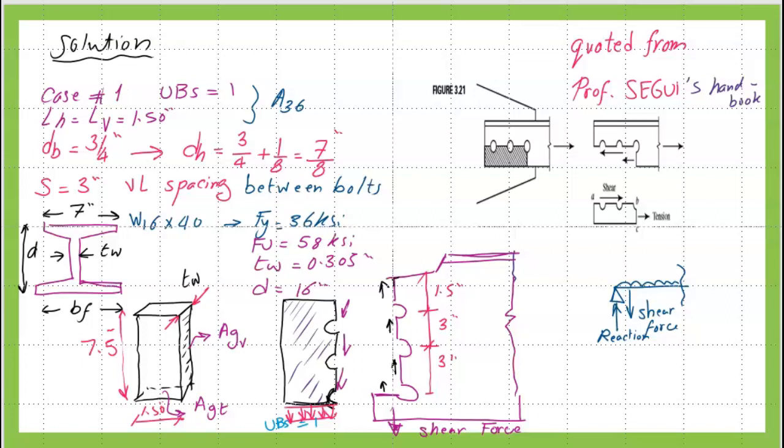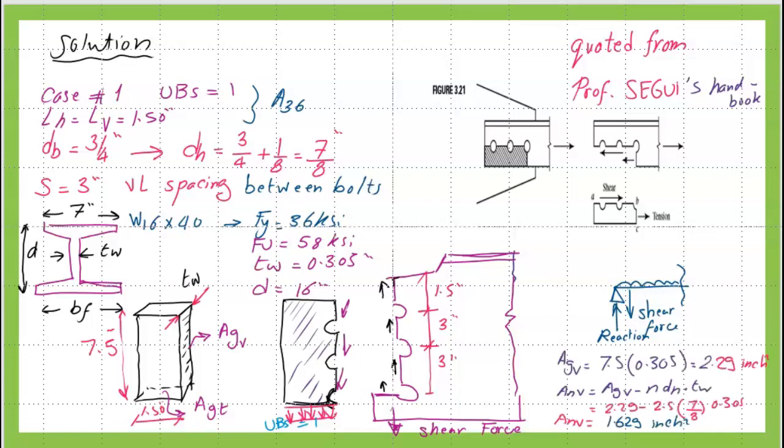For the hatched area, the vertical section which is subjected to shear is a vertical section with a height of 7.5 inches and a width equal to 0.305 inches. The lower section, which is acted upon by a tension force, has a length equal to L sub h, which is 1.5 inches. We notice that the vertical section that is subjected to shear passes by 2.5 bolts. The lower section that is subjected to tension passes by 1/2 bolt.